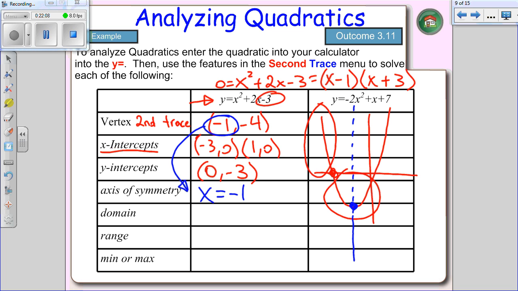Your domain for this question will always be x is an element of the reals. Your range for this question is going to be y is greater than or equal to, and it's greater than or equal to because we have a minimum point, -4.